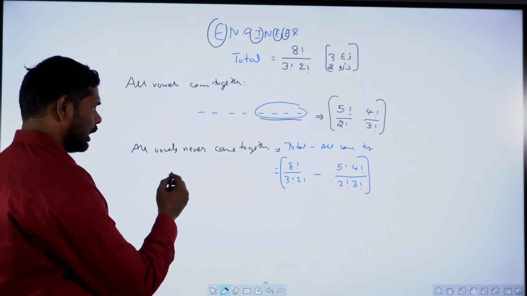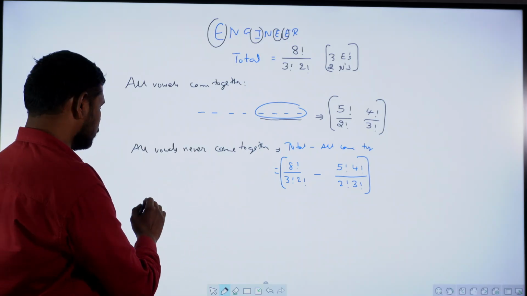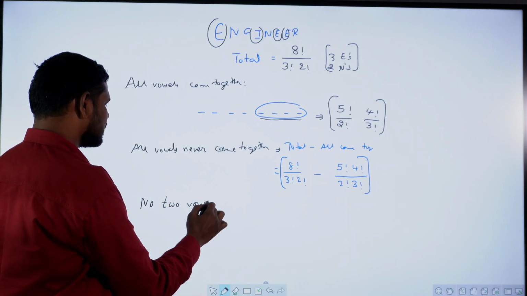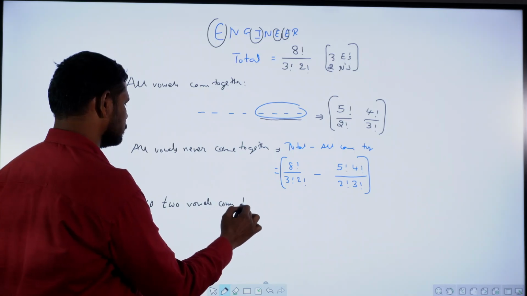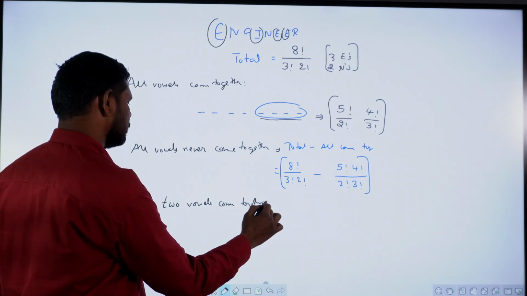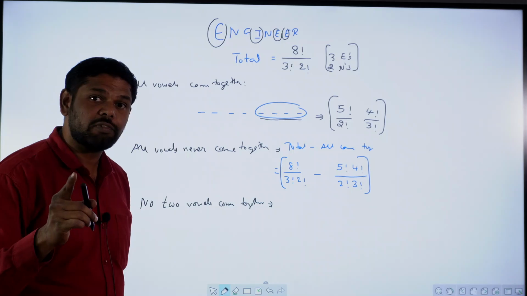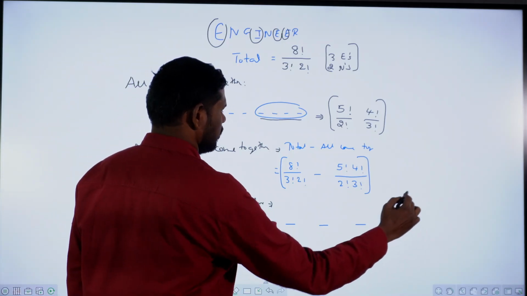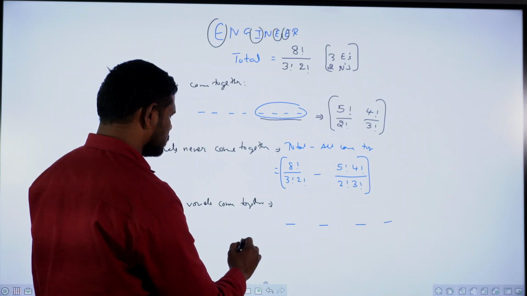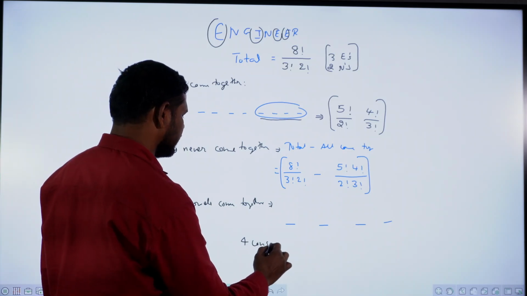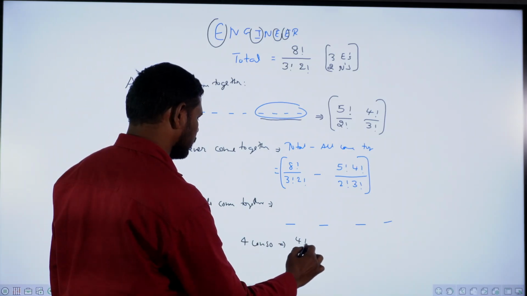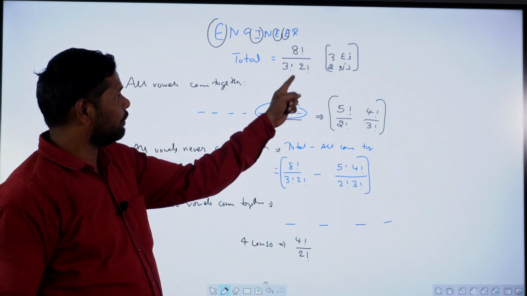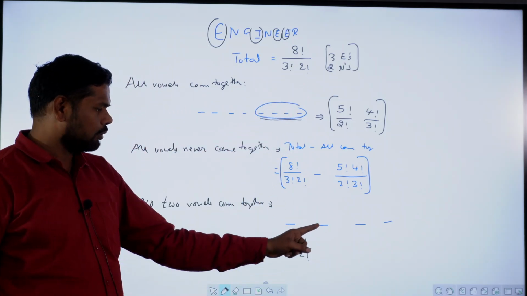One more case. All vowels come together. All vowels never come together. Not. No 2 vowels come together. Now you need to arrange the consonants first. How many consonants are there? 4 consonants. 4 consonants can be arranged in how many ways? 4 factorial by 2 factorial. Why 2 factorial? Because 2 n's are repeated. That's why 4 factorial by 2 factorial.